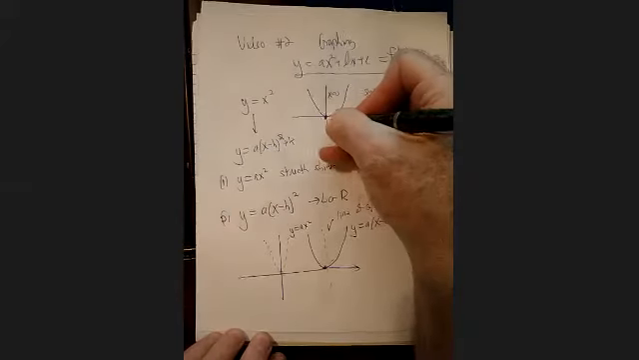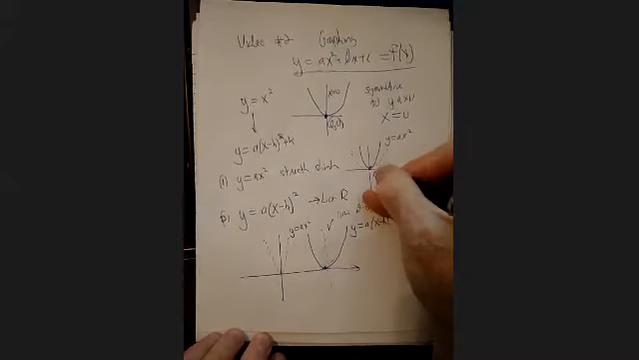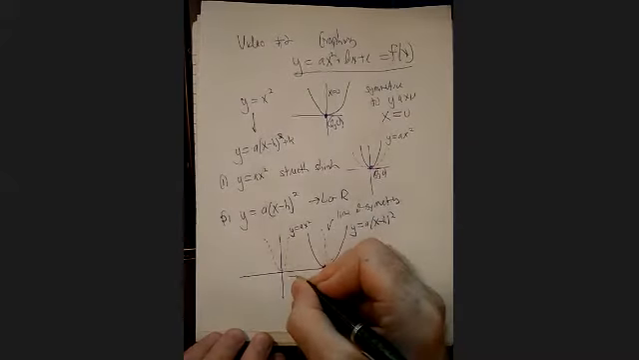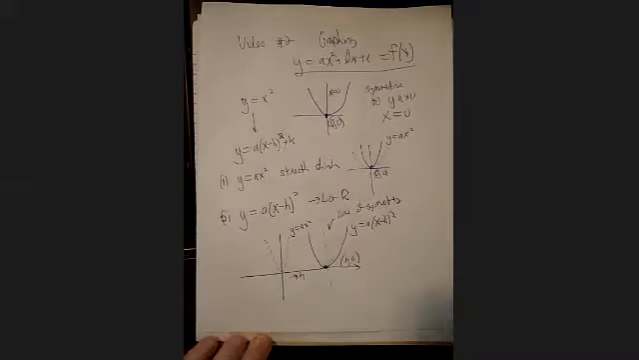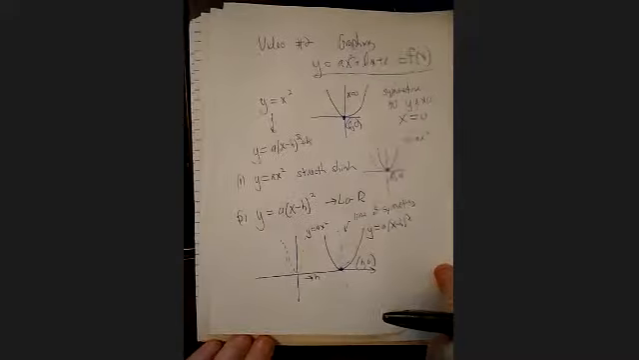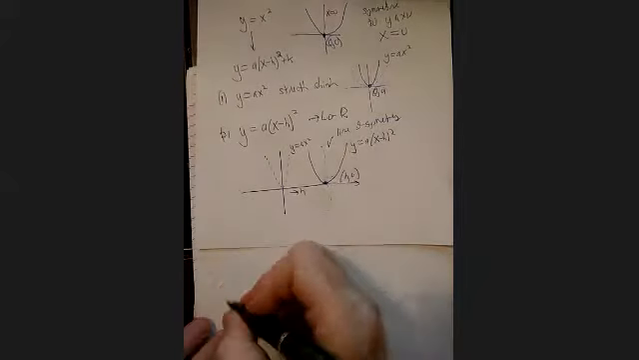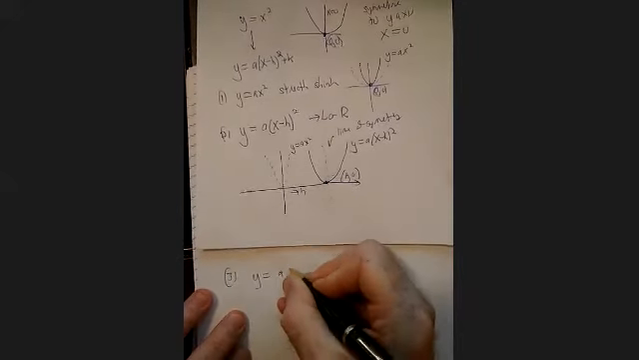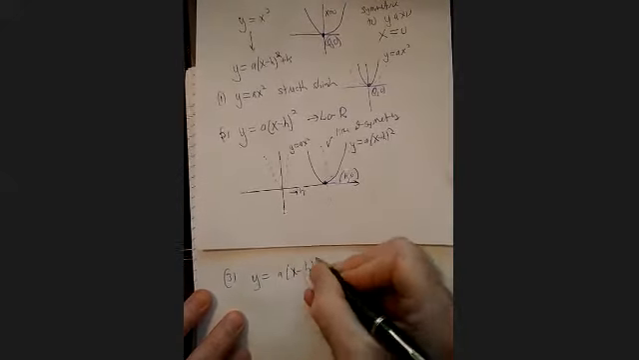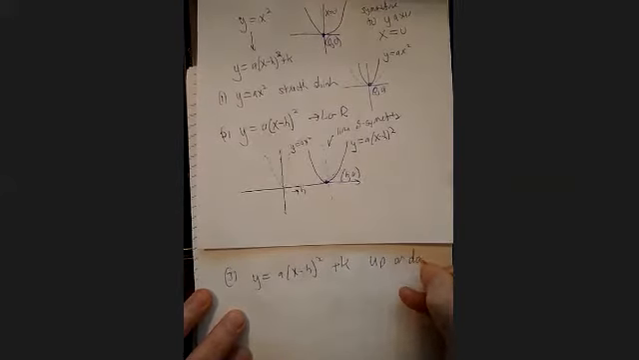Notice my vertex here is 0, 0. My vertex here is still 0, 0. My vertex here, I've moved this over h. So my vertex is now going to be h, 0. Okay. So one more piece to this. Again, I'm just trying to keep as much of the graph on as I can. The third thing is I'm going to add my k to it. And that's going to move it up or down.